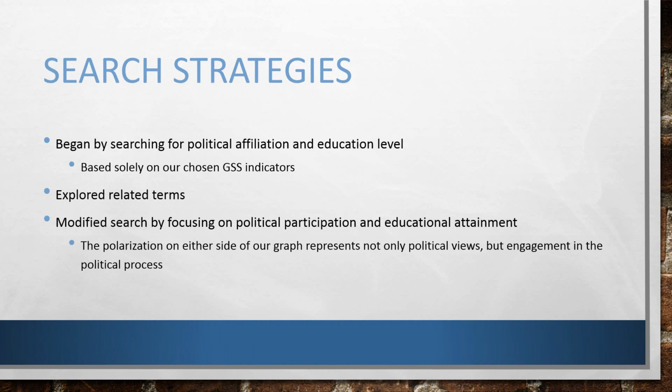We began by searching for political affiliation and education level based on our GSS indicators. From there, we explored related terms and modified our search to include political participation and educational attainment level. We found that the polarization on either side of our graph represents not only political views but engagement in the overall process.